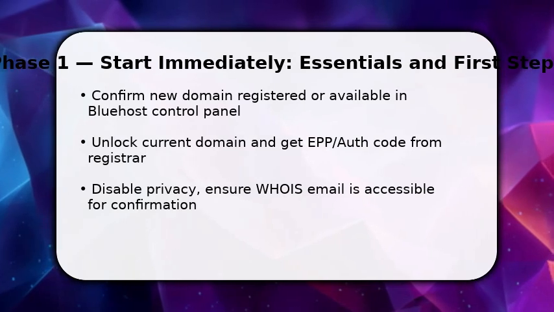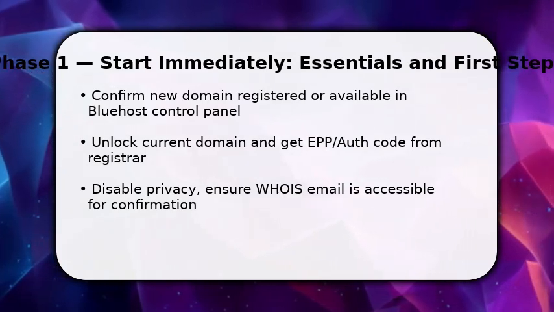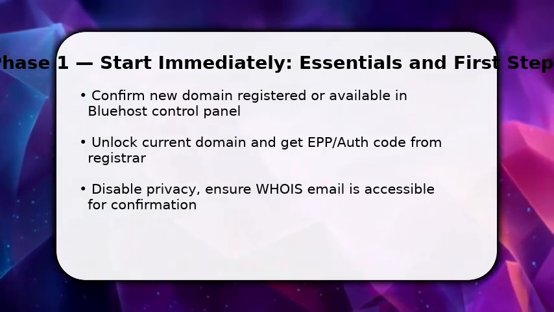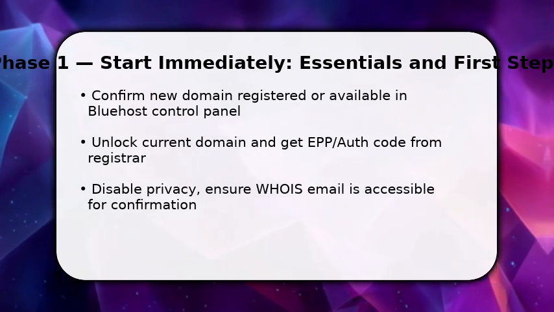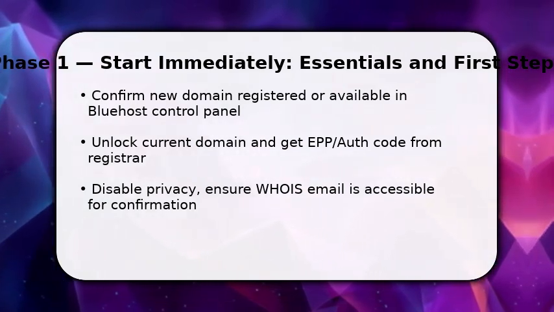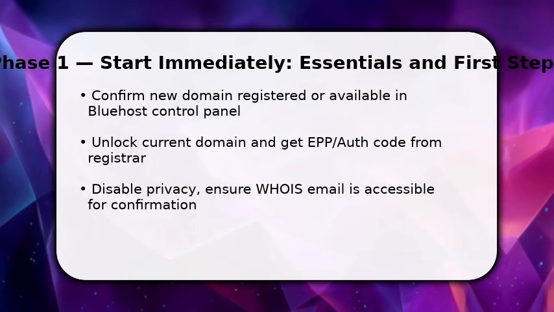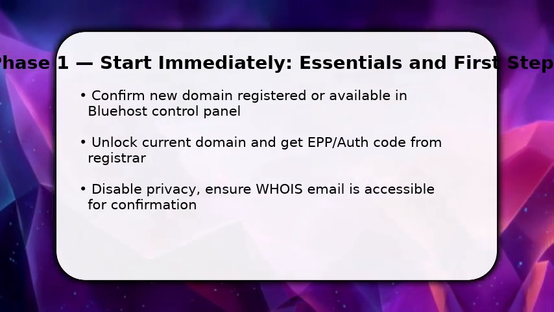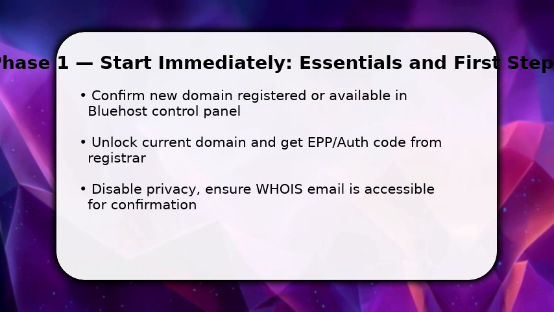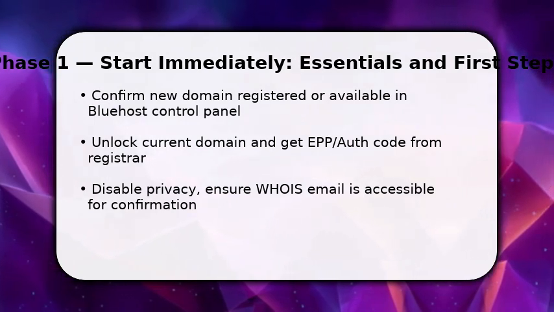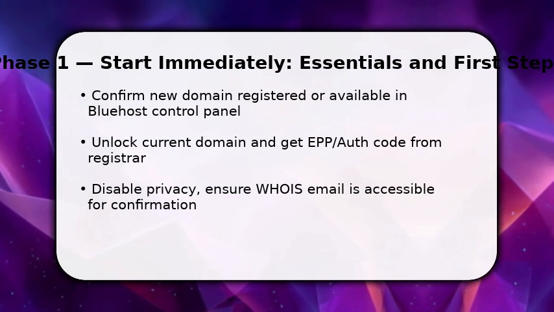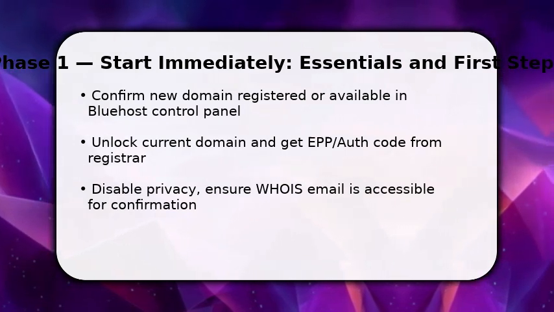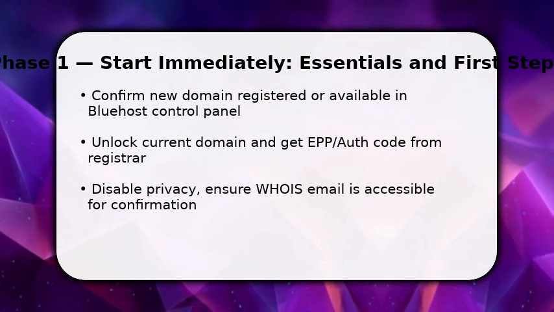Enjoy the video. You begin by confirming the new domain is either registered with Bluehost or available to add. This avoids delays. Next, unlock your current domain at the old registrar and obtain the EPP or authorization code. This is required to move ownership. Also, disable privacy protection and verify the administrative whois email. You will receive transfer authentication there.